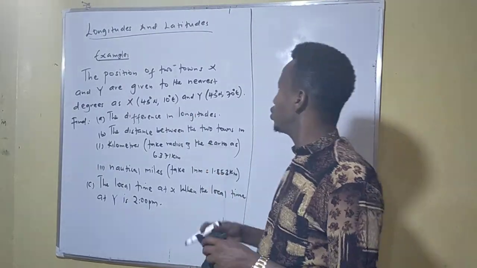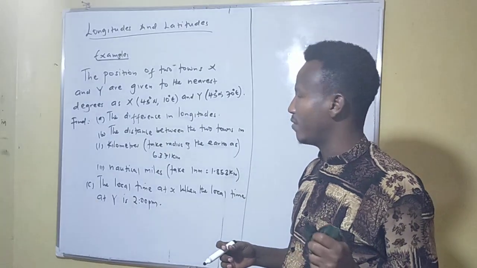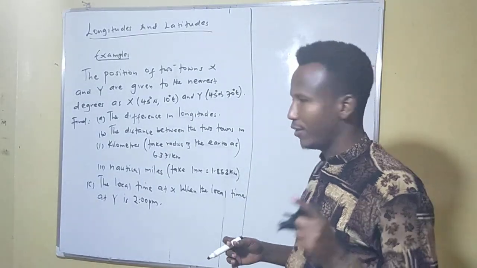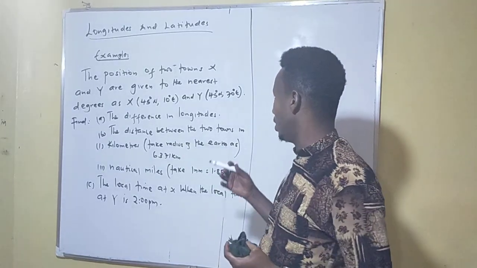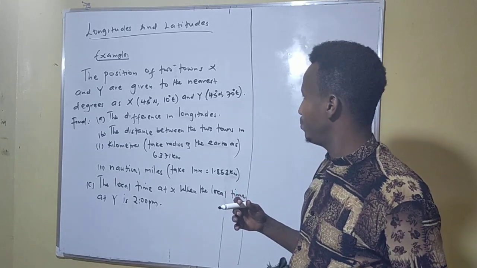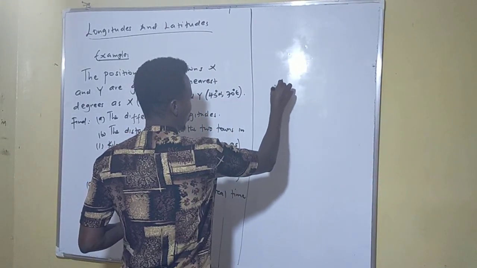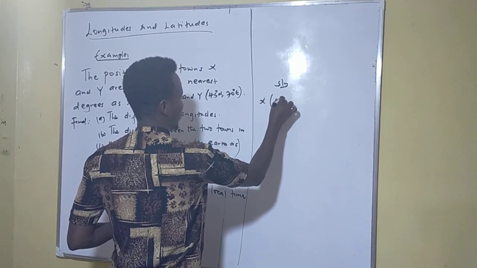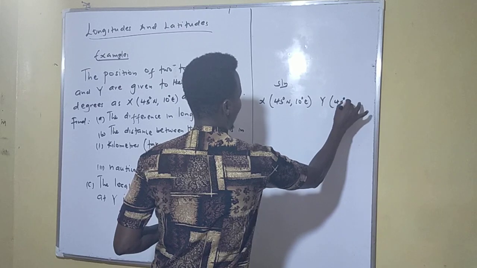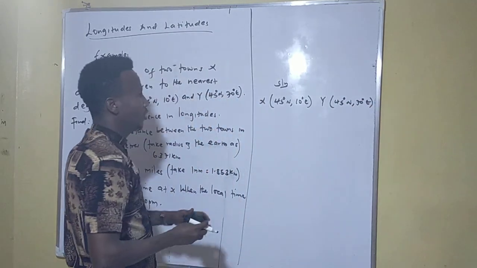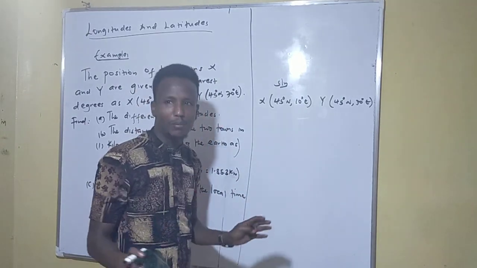You are told the position of two towns X and Y are given to the nearest degrees: X is 45 degrees north and 10 degrees east. You are given both the longitude and the latitude of X. Meanwhile, you are also given the latitude and the longitude of Y. Y is 45 degrees north and 70 degrees east. You are told to find the difference in longitude. Now this is very easy. X is 45 degrees north, 10 degrees east, and Y is 45 degrees north, 70 degrees east. So it means they are on the same latitude. Can't you see now? 45 degrees north, 45 degrees north. Just confirm that first, okay?